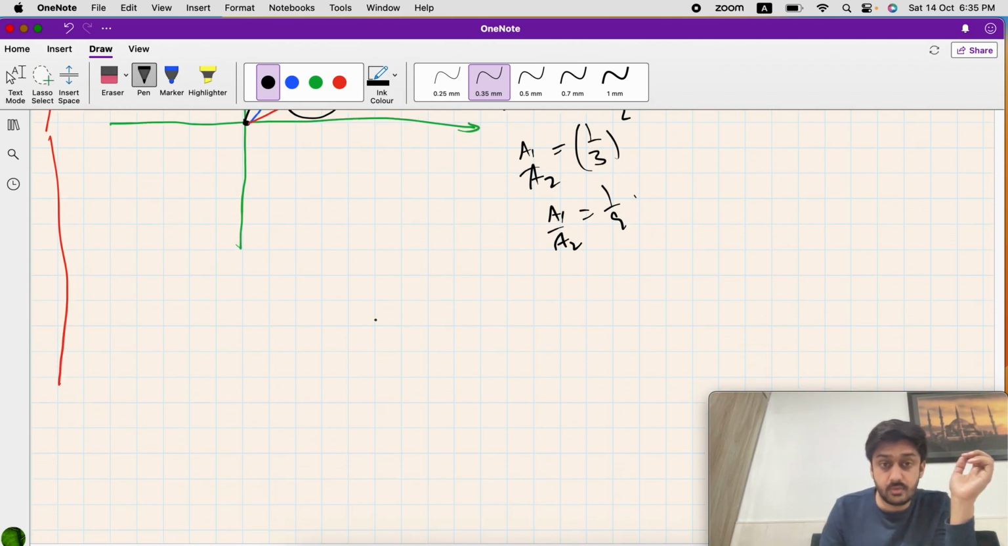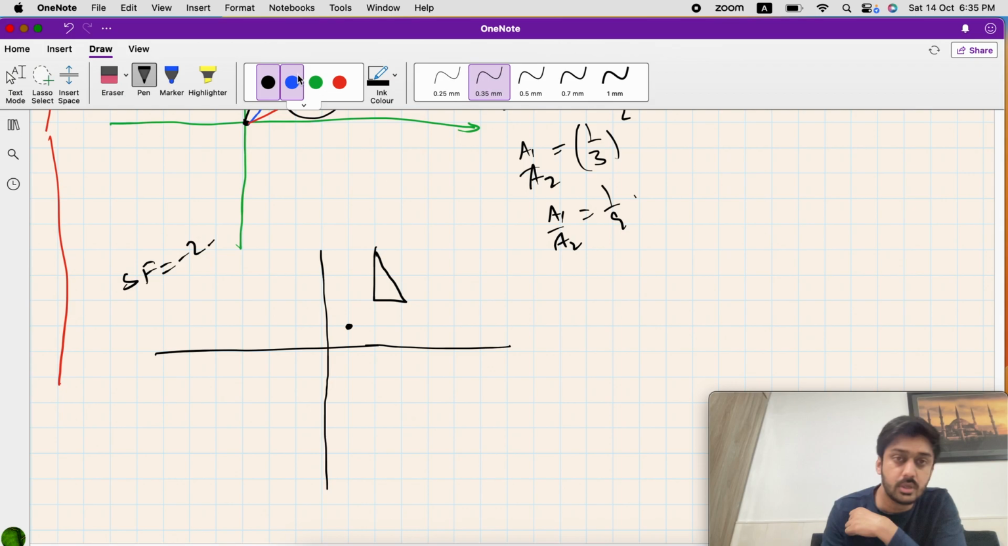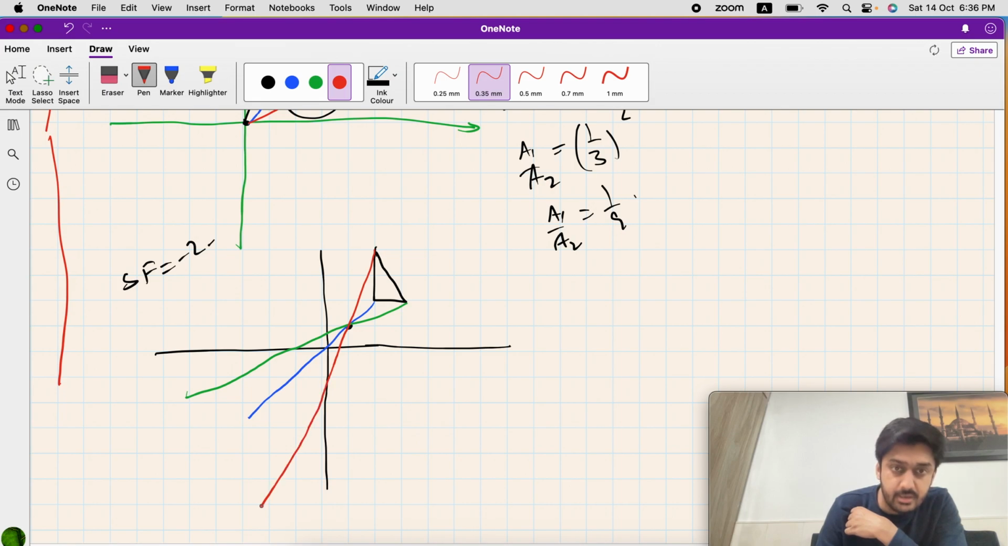Same case for negative enlargement. If you are given this triangle and the examiner says take this as the center of enlargement and the scale factor is -2. Same process but in the opposite direction. Connect every point and extend the line. Connect the second point and extend the line. Connect this third point and extend the line.